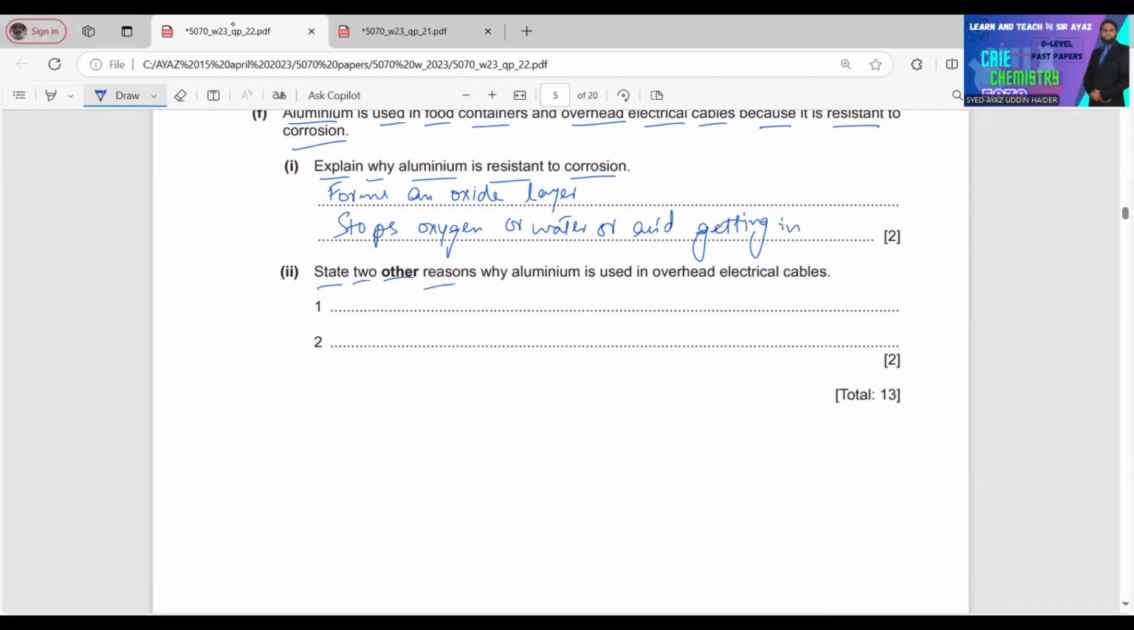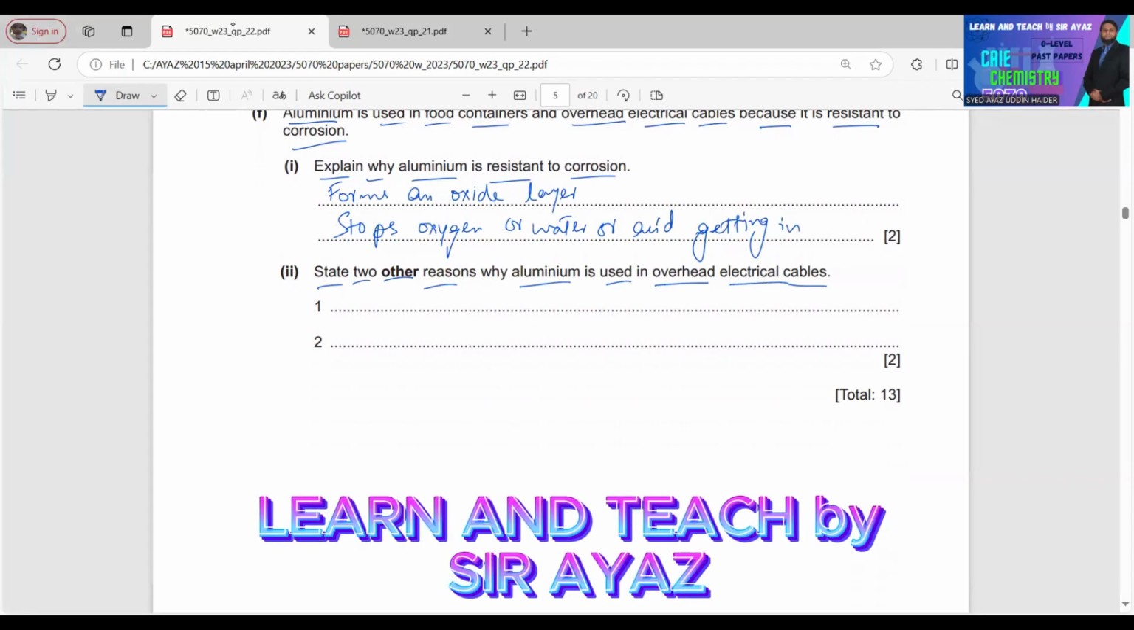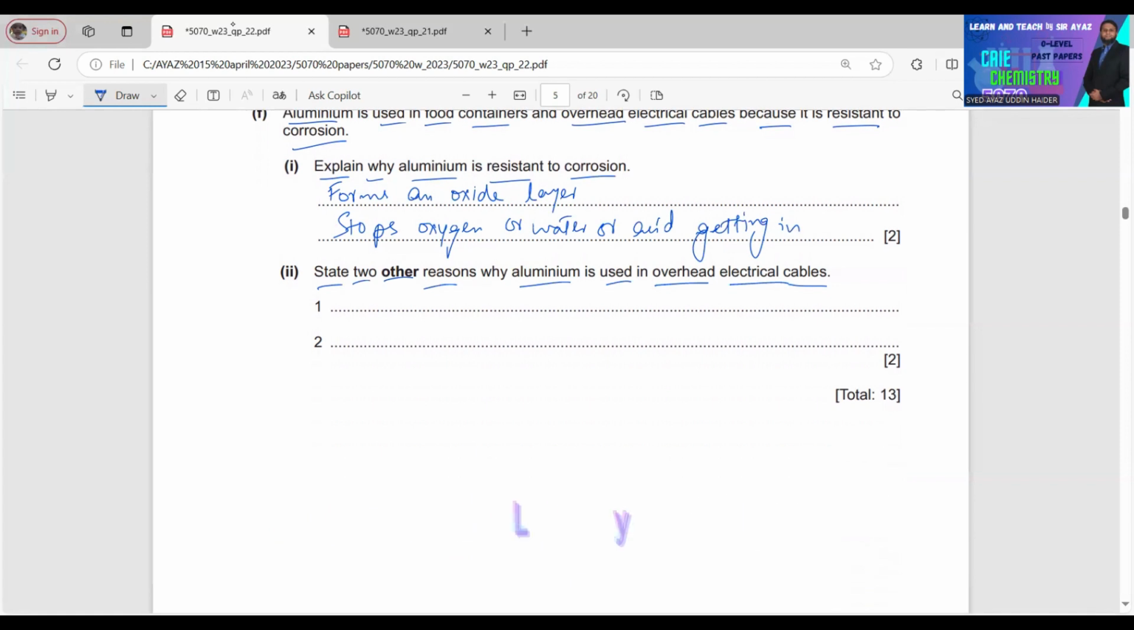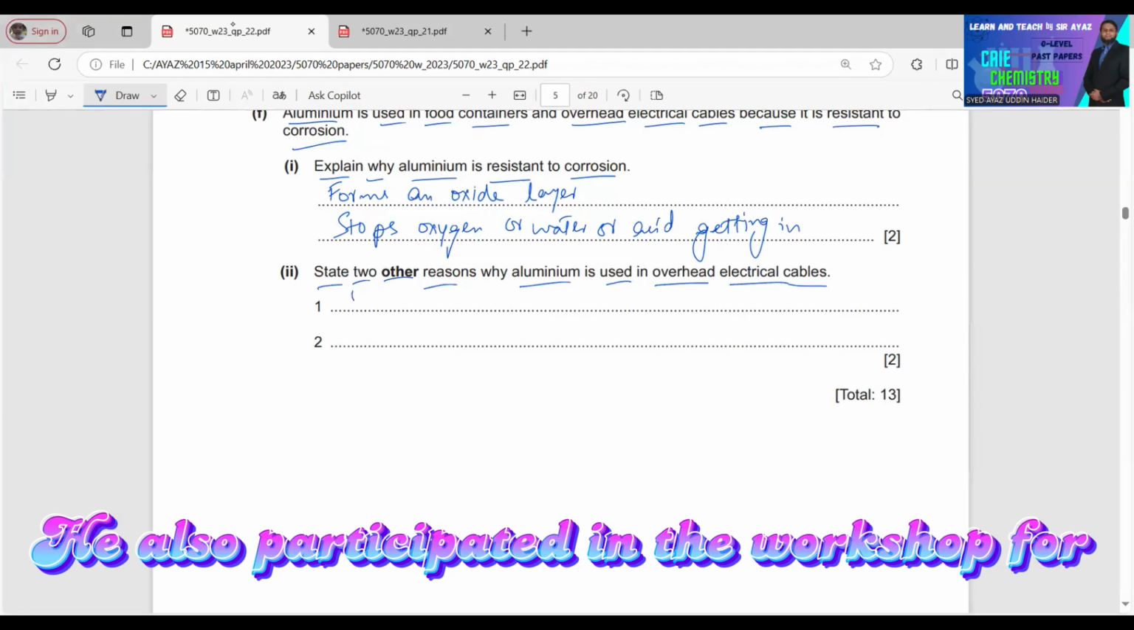2. State 2 other reasons why aluminium is used in overhead electrical cables. One reason must be that it has high electrical conductivity, and it must have low density because overhead electrical cables are wires that stay on top. So I will write high electrical conductivity.